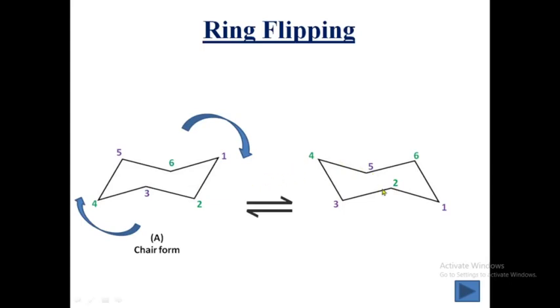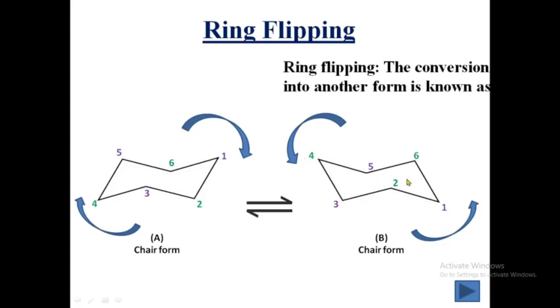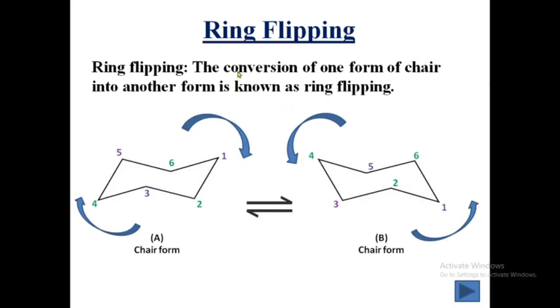Now what's the other thing? This particular B form you can convert into A form also. So just push down carbon number 4 and pull carbon number 1 up. So B can be converted into A and A can be converted into B form. So this is known as ring flipping. Ring flipping is the phenomenon in which the conversion of one chair form into another is known as ring flipping.